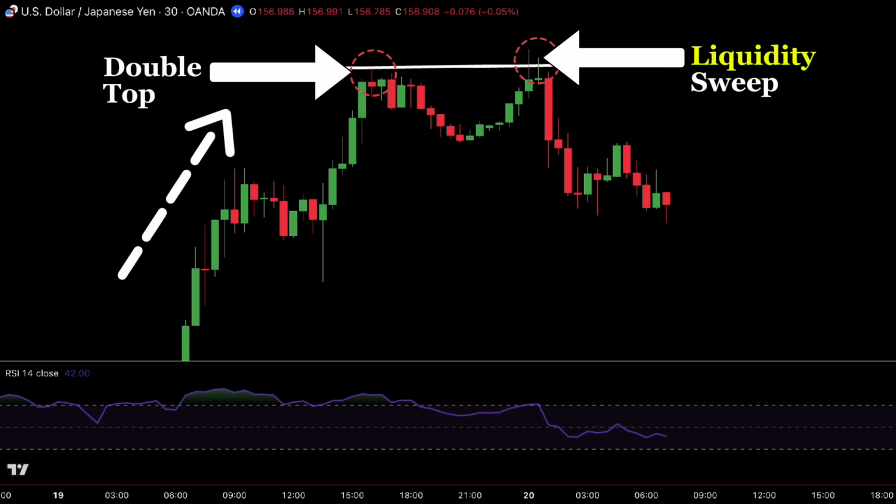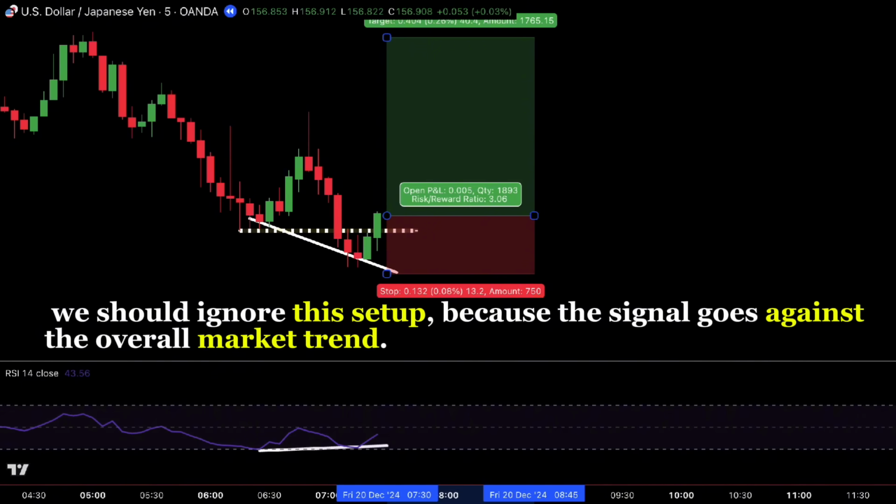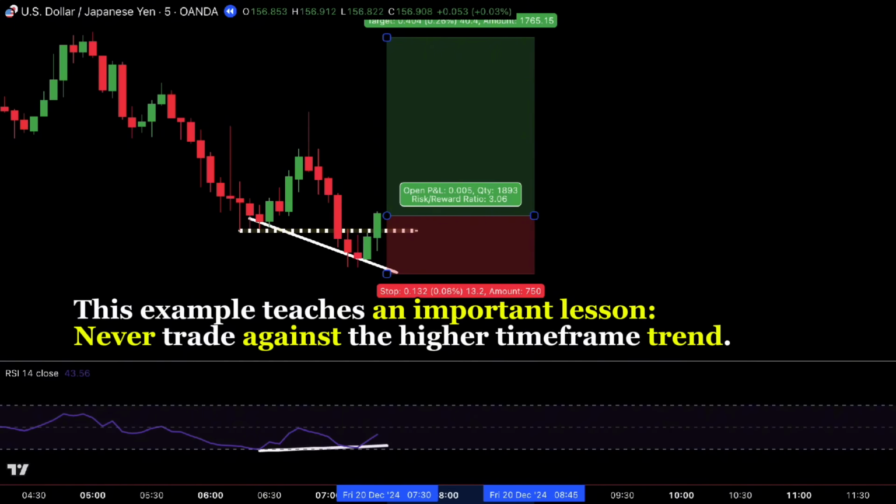Now, let's go back to the 5-minute chart trade. As you can see, even though both the divergence and the liquidity sweep are present, we should ignore this setup, because the signal goes against the overall market trend. This example teaches an important lesson. Never trade against the higher time frame trend.